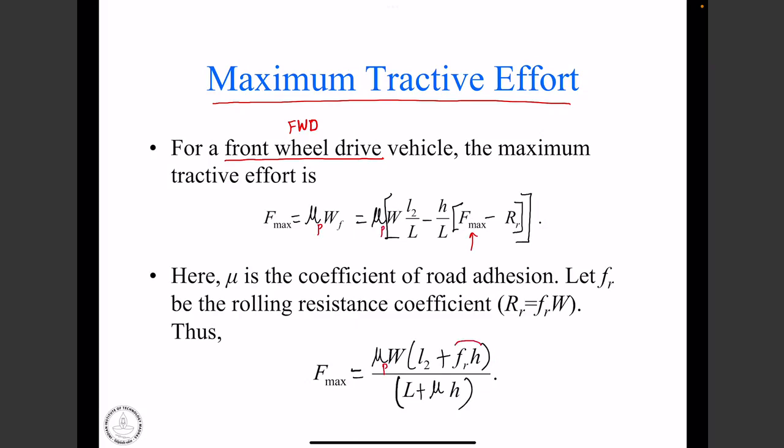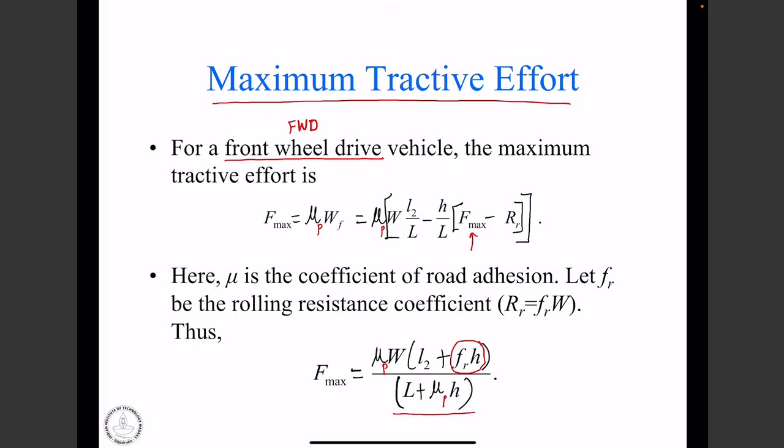Typically this component is going to be much smaller. FRH is going to be pretty small when compared to L2 in the numerator. Please note what happens in the denominator. We get what is called L plus mu P H. That is what we are getting in the denominator. We will come to this shortly.